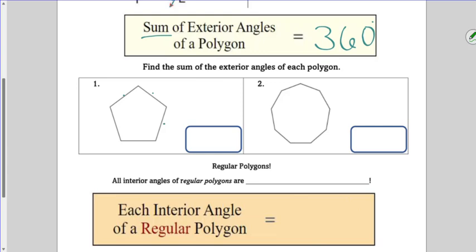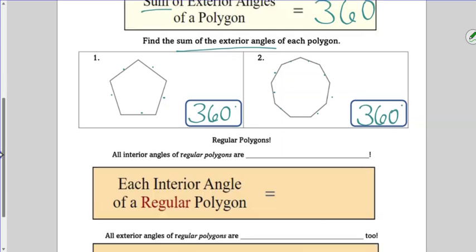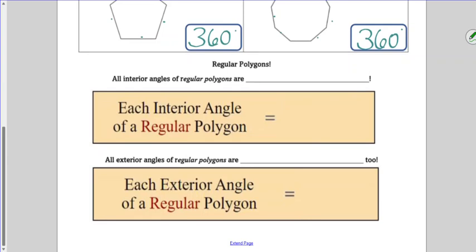Here I have 1, 2, 3, 4, 5 sides. The sum of the exterior angles is 360. Here I have 1, 2, 3, 4, 5, 6, 7, 8, 9 sides. The sum is still 360. We're talking about all of them added together. Gradually they get smaller and smaller, but to start, they're always going to add up to the same amount.